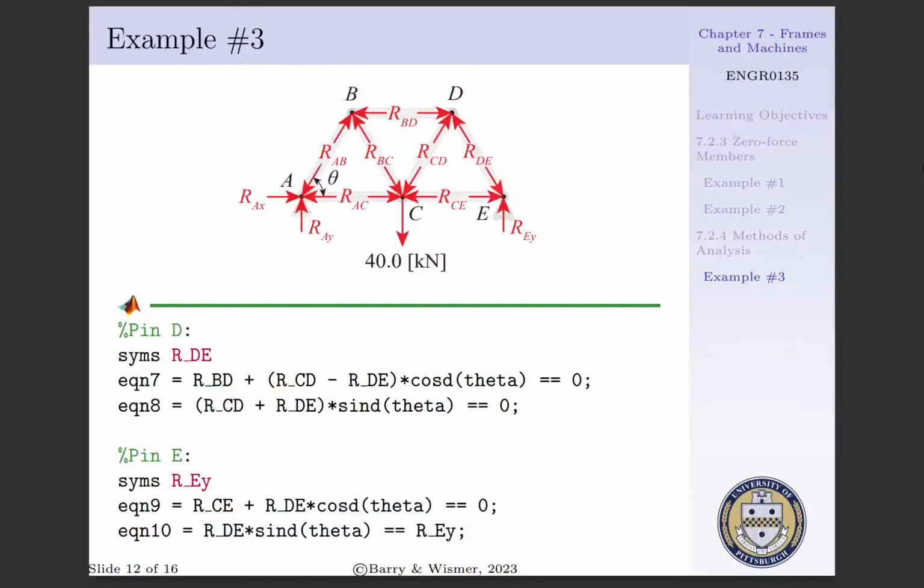Lastly, we will apply our equilibrium equations about pin E. We will define the symbol REY. Equation 9 is the summation of forces in the x direction about pin E. Here we have RCE plus the x component of RDE being equal to 0.